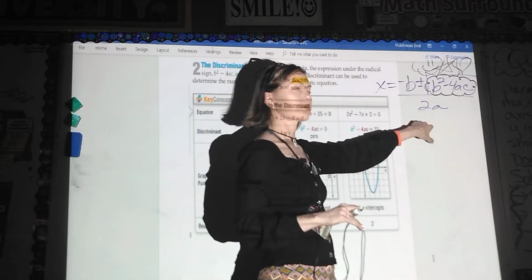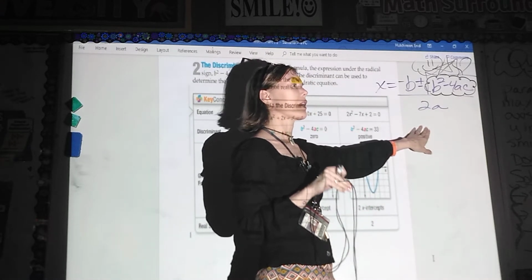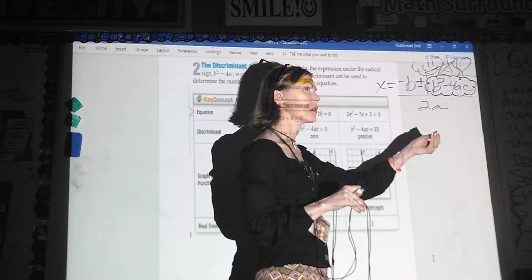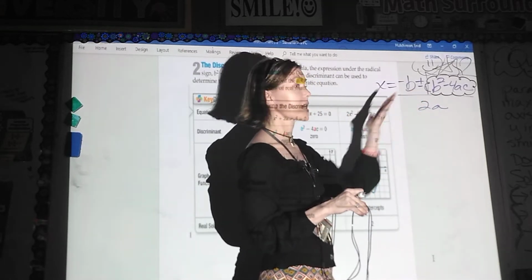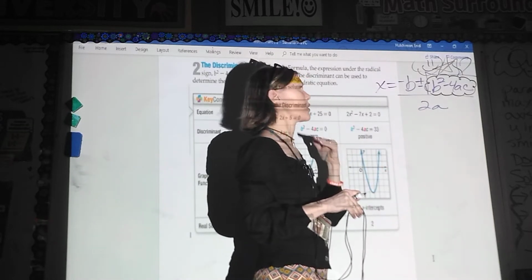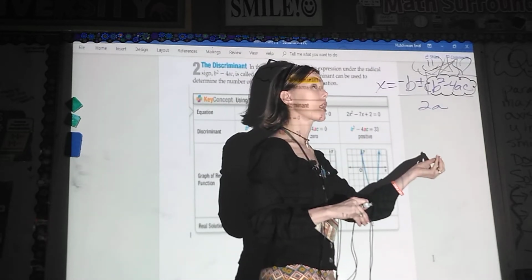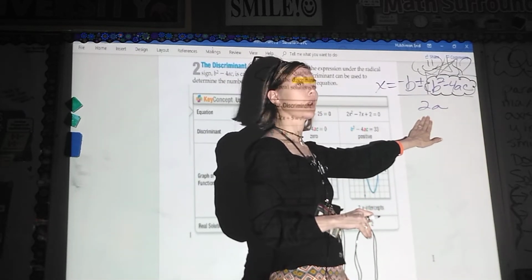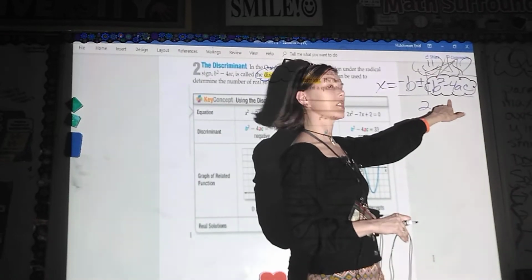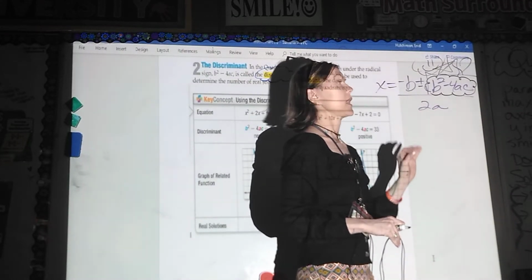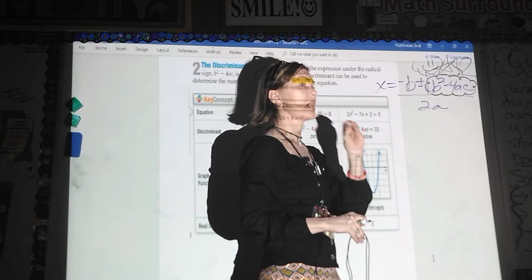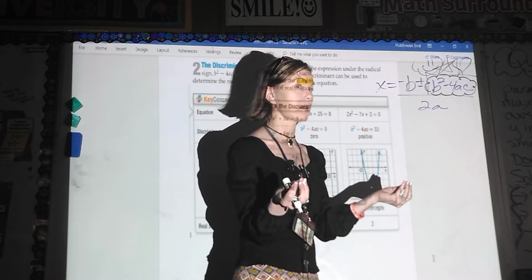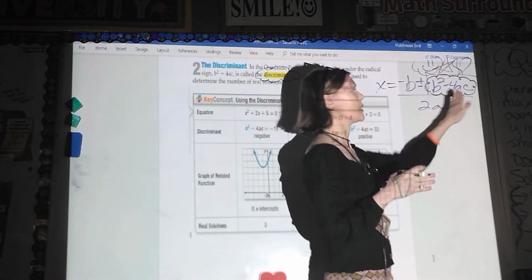We use the quadratic formula to solve a quadratic in standard form, to find what the exact solutions are. You use the quadratic formula to do that. But what you use the discriminant to do is determine how many solutions there are. Not exactly what the solution is, but just how many solutions there are.